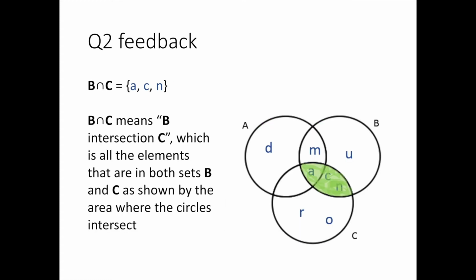Question 2 feedback. The answer was A, C and N. This question was B intersection C, which is all the elements that are in both sets B and C, as shown by the shaded area in this diagram.